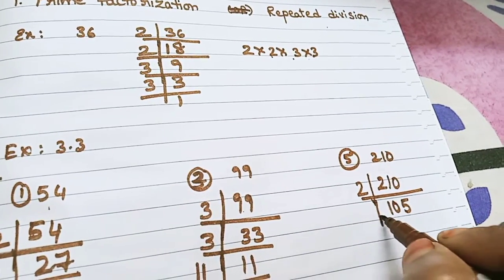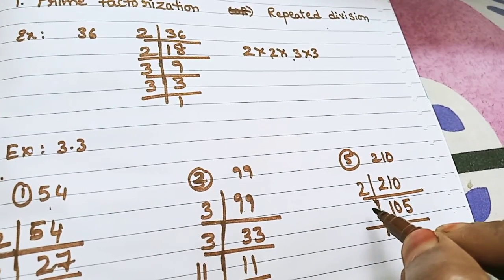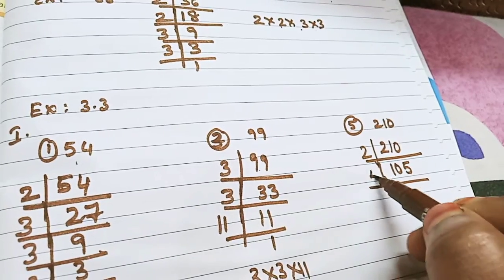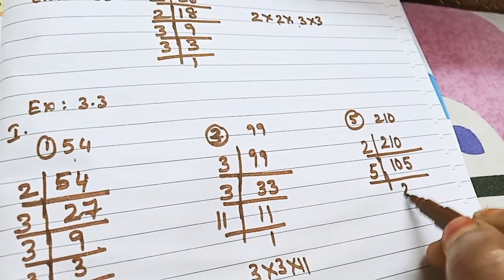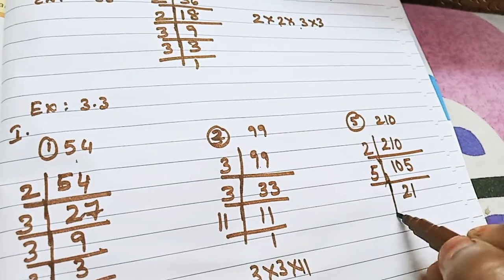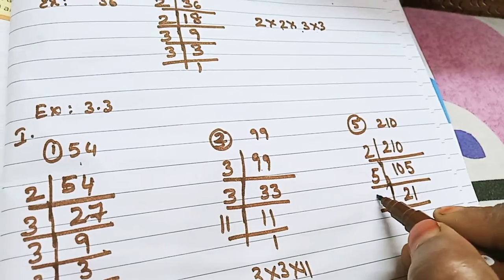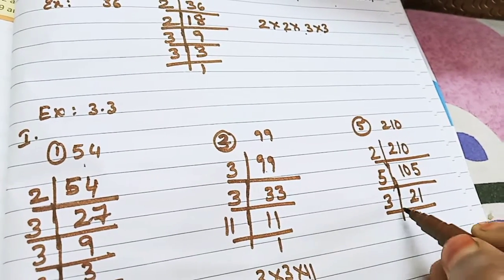Okay. Can 105 be divided by 2? No. In which prime factor is it divisible? In 5. Yes, 5 is a prime factor. So 5 21s are 105. Next, 21. How can we divide it? 21 means in the 3 table. 3 is also a prime factor. 3 7s are 21.